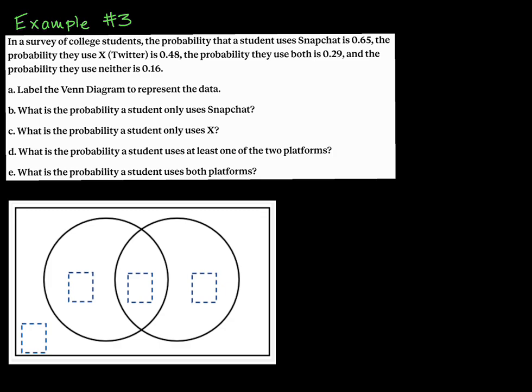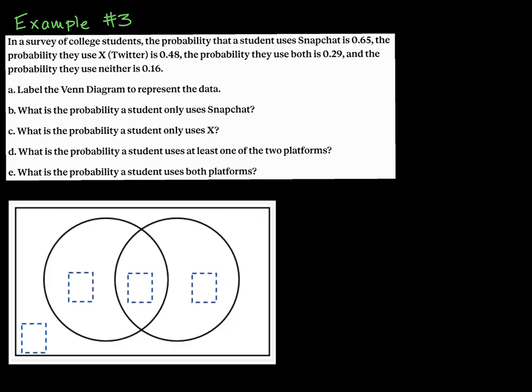All right, so in this example, in a survey of college students, the probability that a student uses Snapchat is 0.65, which is 65%, and the probability they use Twitter is 0.48 or 48%, and the probability that they use both is 0.29, which is 29%, and the probability they use neither is 0.16 or 16%. So we're going to label the Venn diagram.